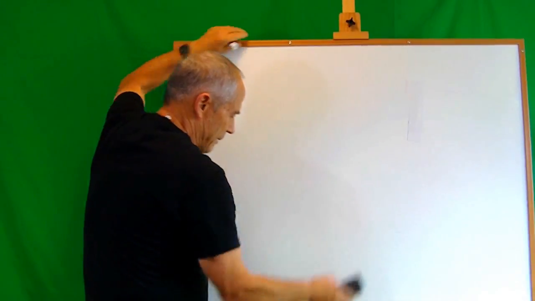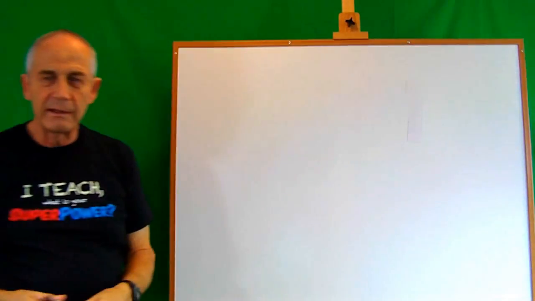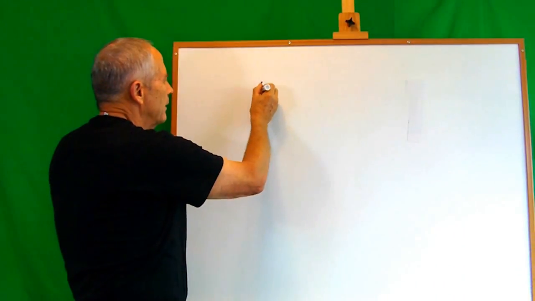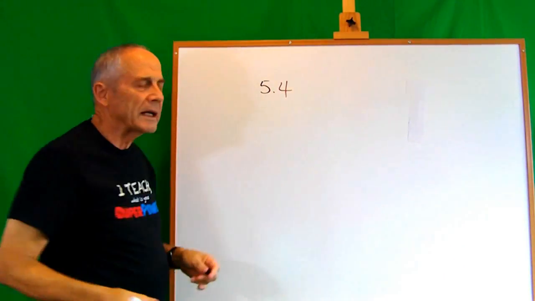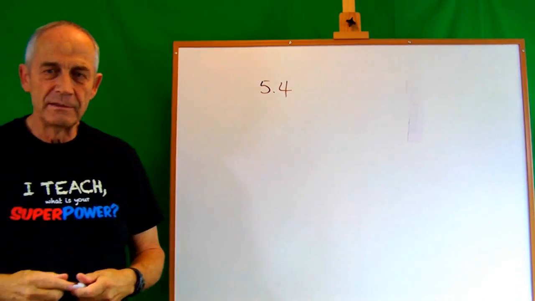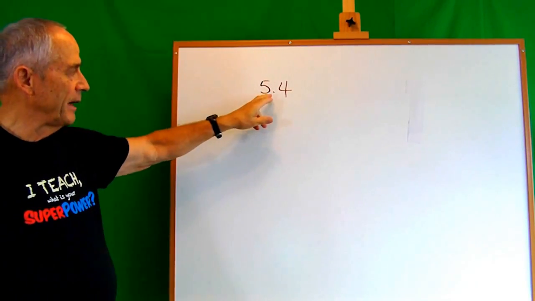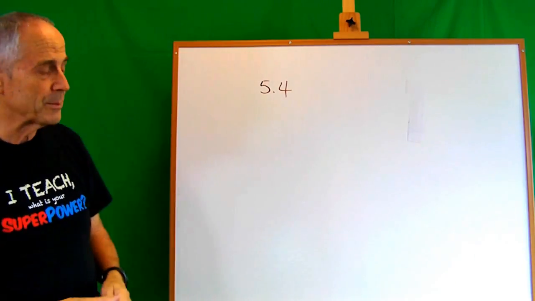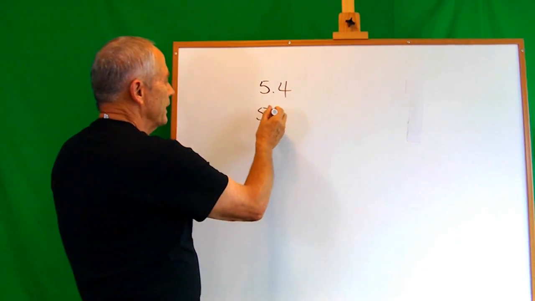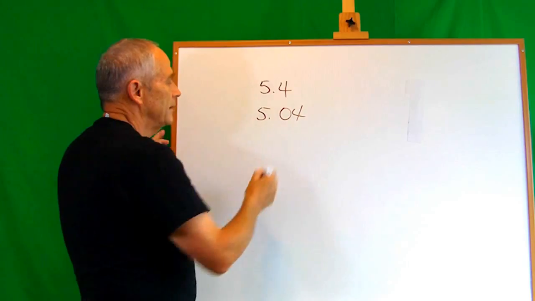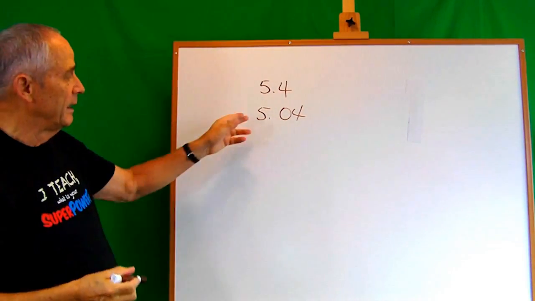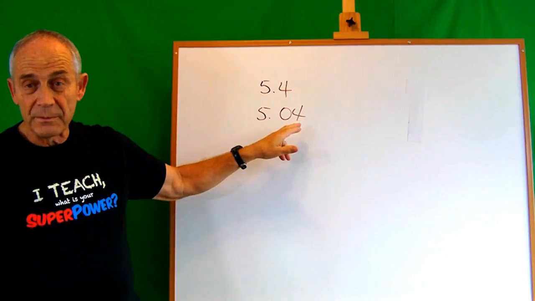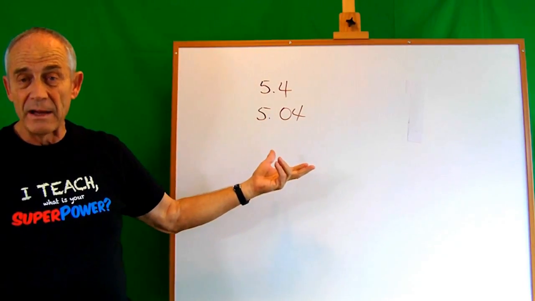We'll take some examples and we'll see what we get, and then we'll see if we can generalize. Now if I have this number here, what is that number? 5 and 4/10, because it's in the tenths place. What would this one be? Well, it's 5 and it's 4, but now this 4 is 4/100, so this one would be 5 and 4/100.